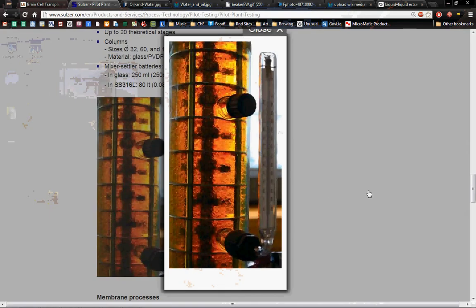So if we go into here, this is what a nice liquid-liquid extraction looks like. You can see that there's a lot of organic solvent going up and a lot of water-like polar compounds going down. You also have a nice picture in here. This is when you just poured it in and it's starting to separate.